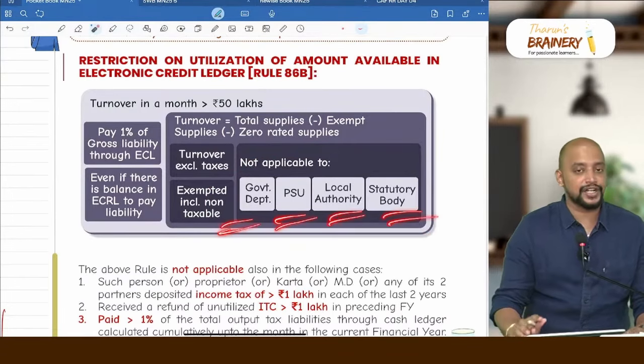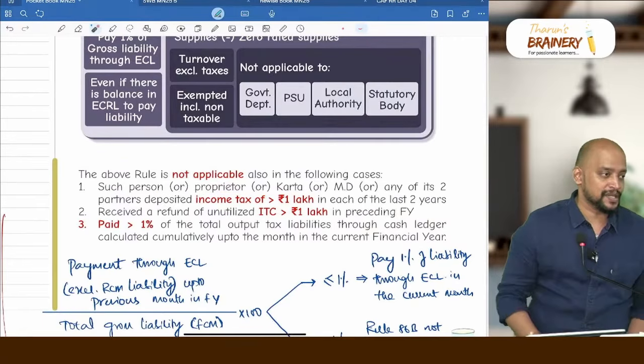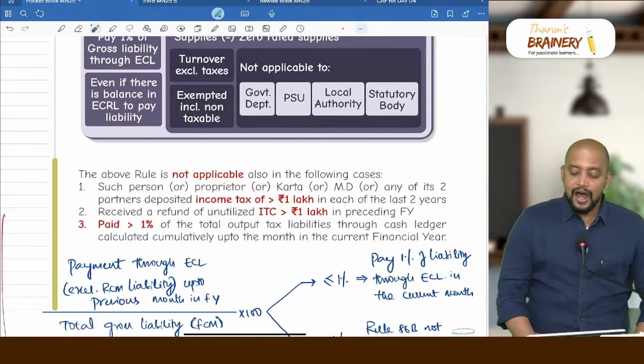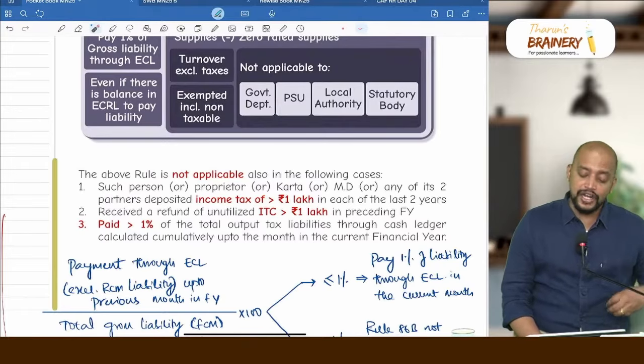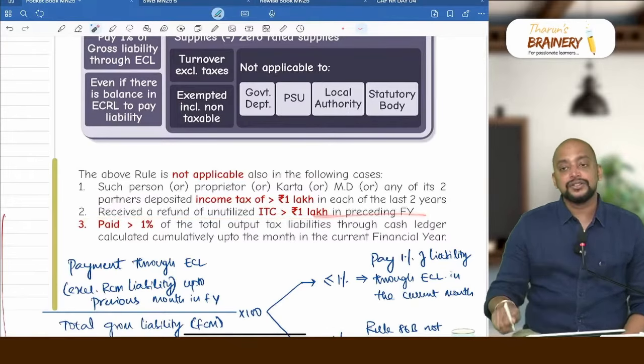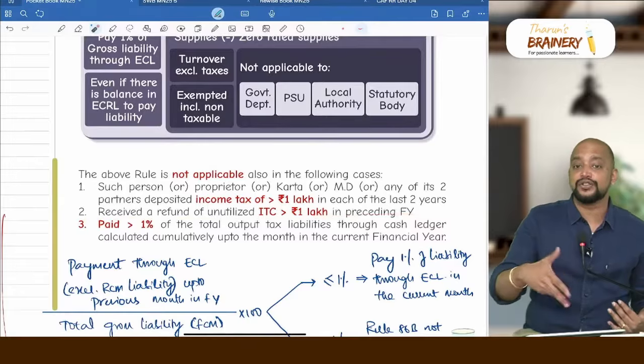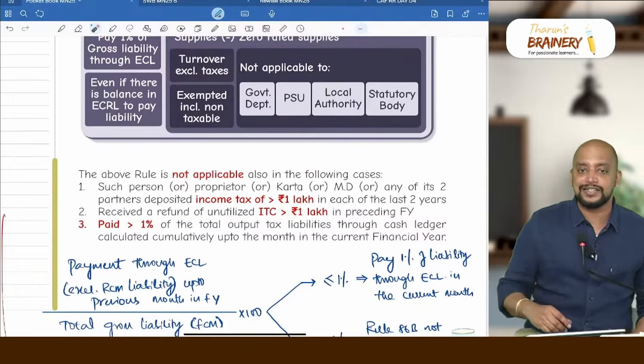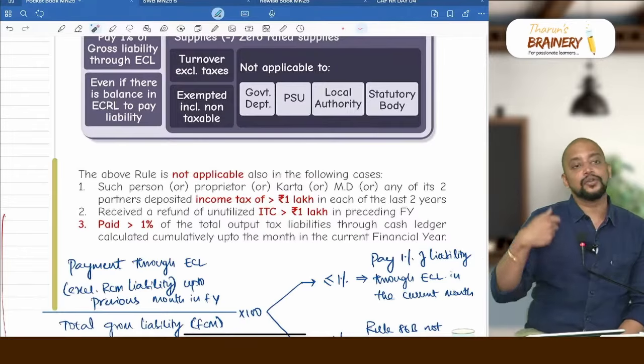What are they? Such person or proprietor. Such person means such registered person or proprietor or karta or managing director or any two of its partners have already deposited more than 1 lakh as income tax in the last 2 years, which means some cash inflow is created to the government. So due to that reason there is no need to comply with rule 86B. Or a refund of unutilized ITC greater than 1 lakh has been sanctioned in the preceding financial year. So they already gave you a refund of ITC, which means you have excess balance. Again if they disallow ITC, what's the point in that? That's why rule 86B is not applicable.